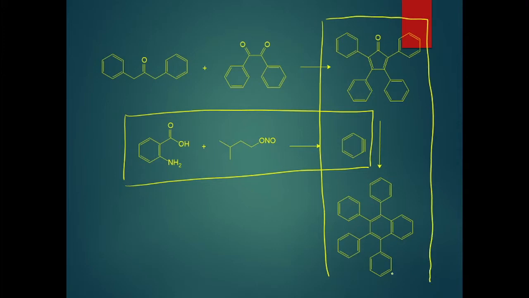equations. First is the reaction to synthesize the benzyne from anthranilic acid and isopentyl nitrite. And then the second reaction, of course, is the Diels-Alder itself, the reaction of the tetraphenylcyclopentadienone with the benzyne to form the tetraphenylnaphthalene.